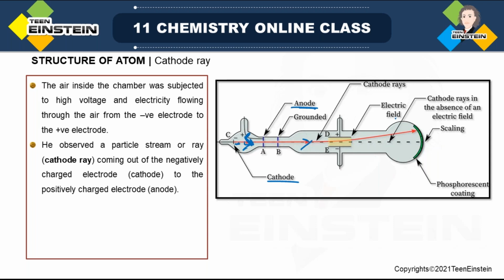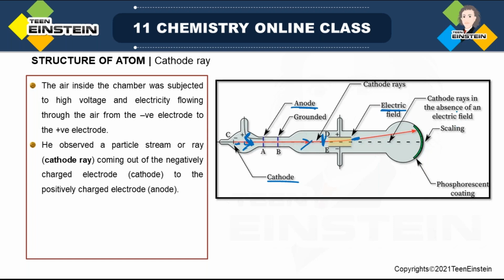And further, we have also placed an electric field. This is positive, this is negative. Just before the electric field, the ray is moving in a straight line, but when it goes through the electric field, there is a slight deflection towards the positive side, right? So it is not maintaining the straight-line direction. Now there is some deflection.